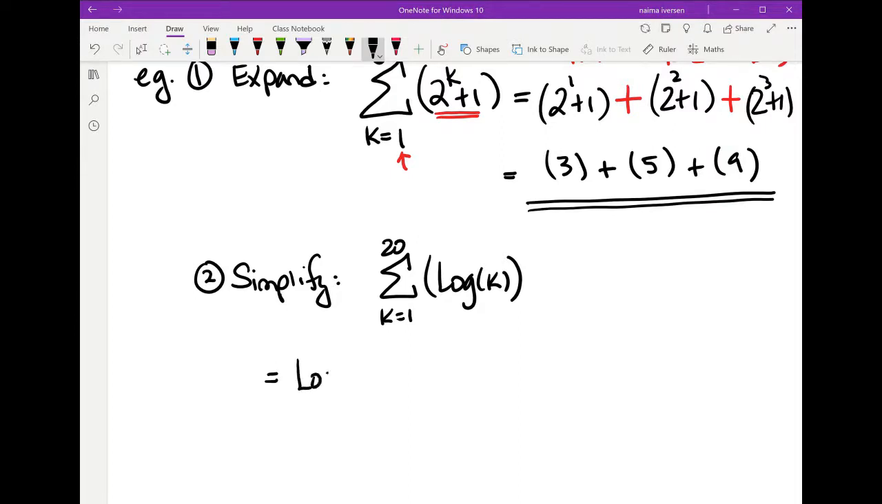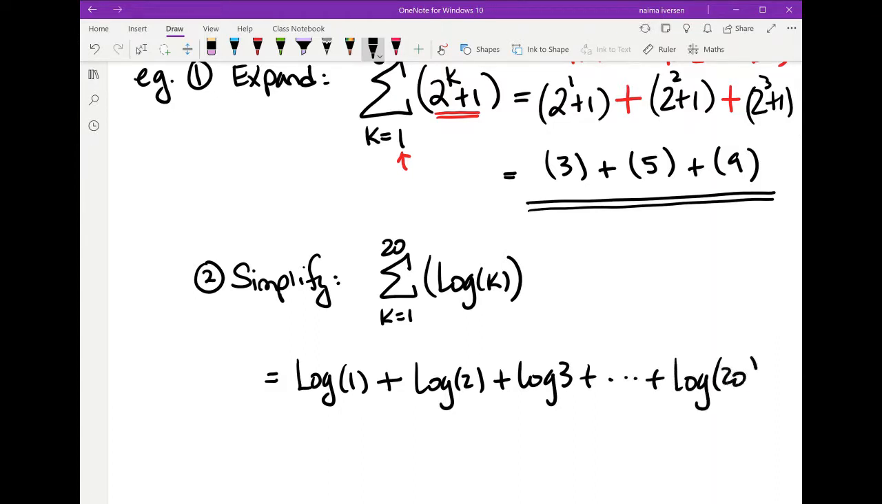It's going to be log of 1. So I'm plugging in k equals 1. And then plus, because sigma means sum, log of 2, and then plus log of 3, and then plus, and it goes on and on and on until you plug in log of 20. So you start by plugging in k equals 1 right here, and then you plug in k equals 2, and then you plug in k equals 3, and so on until you finish by plugging in k equals 20.